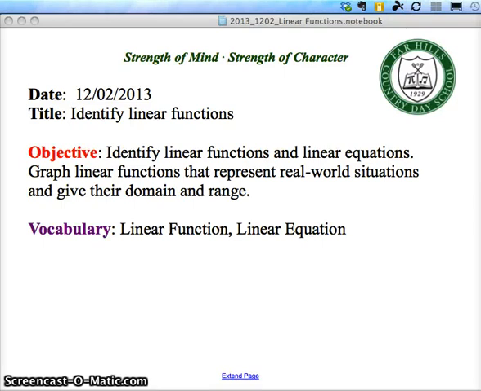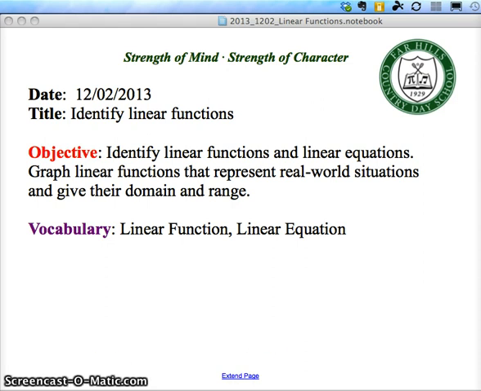Hi, today we're going to be working with identifying linear functions, which is the first part of our unit on linear functions. So when you set up your notebook for today, make sure that you put the unit, which is linear functions, and the title, as well as the date. Take a moment and pause here to make sure that you are writing your objective and vocabulary down. And when you're done pausing, restart.